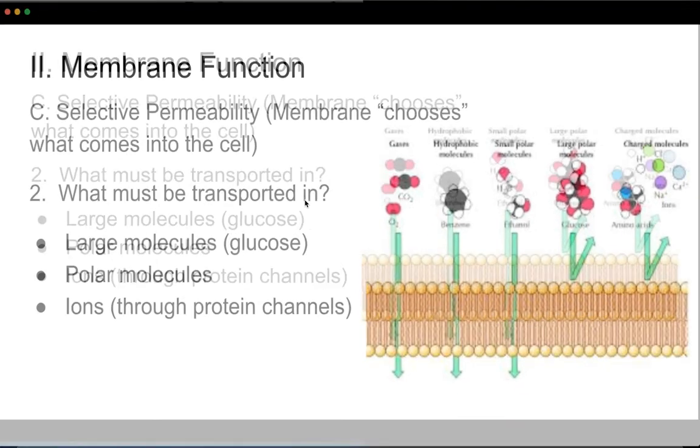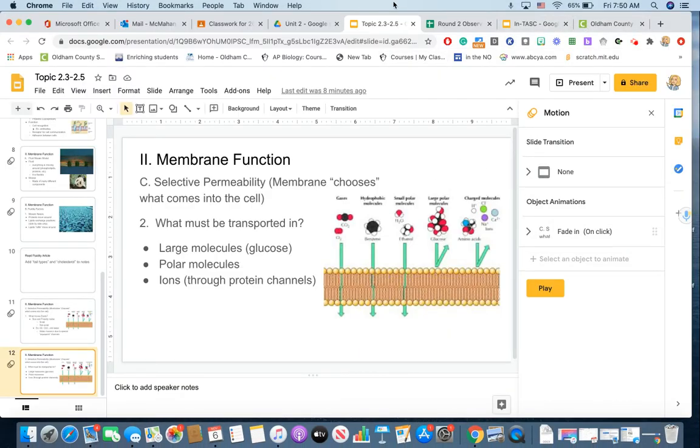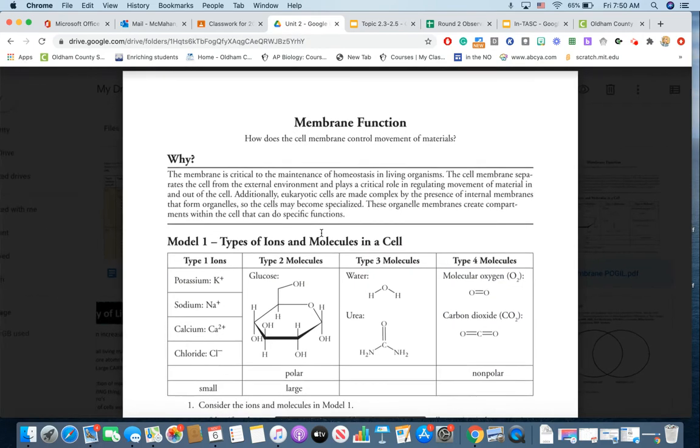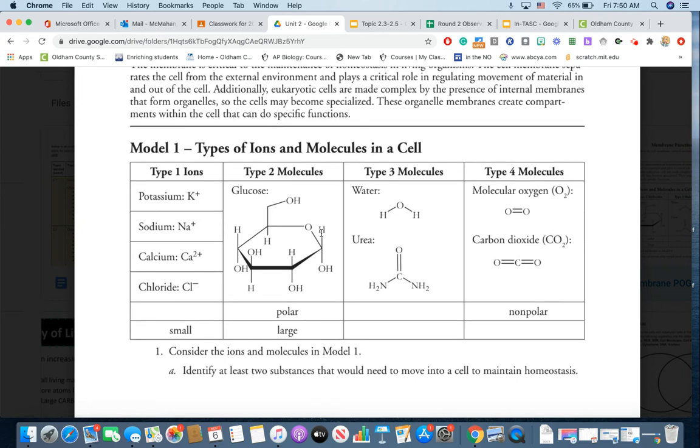So let's take a look at the POGL really quickly and try to connect this back. So here is our POGL. In the first model, you were given type 1, type 2, type 3, and type 4 molecules. So right now in this moment, if you are a B student, you have not had a ton of discussion over this POGL. We ran out of time Thursday in class. So you should get your POGL model, pause the video, go get your POGL model, and check it as we go through it.